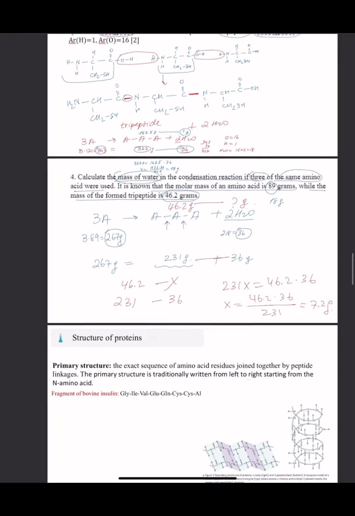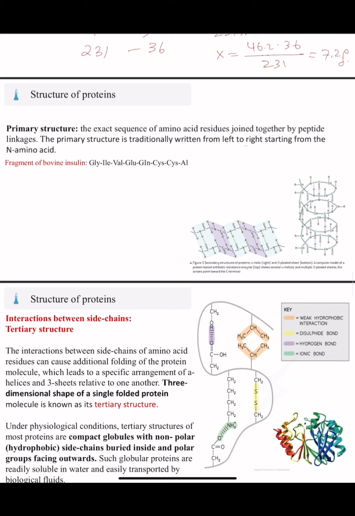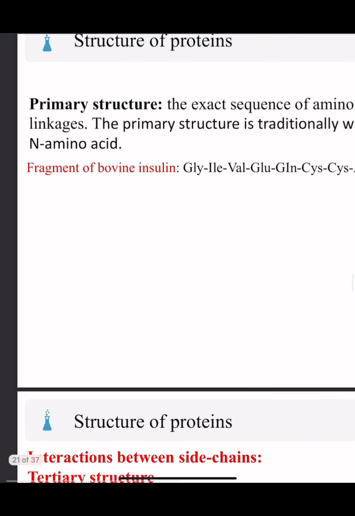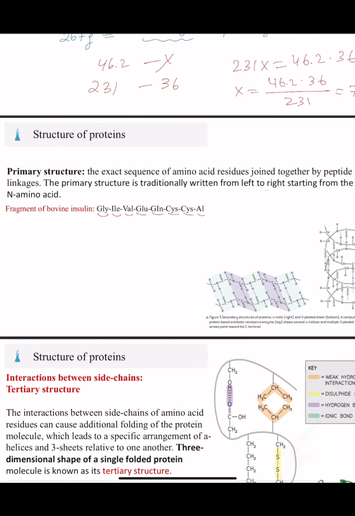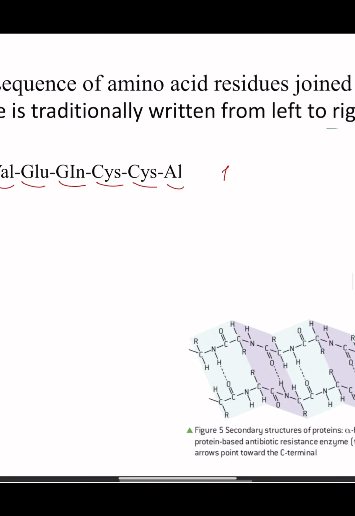Okay, so that is that. And then we go into the structure of proteins. So I told you when the condensation polymerization happens, you see one amino acid connected to the other one. These are all different amino acids, and they are connected to each other. And this connection gives you the primary structure. So this is a primary structure.